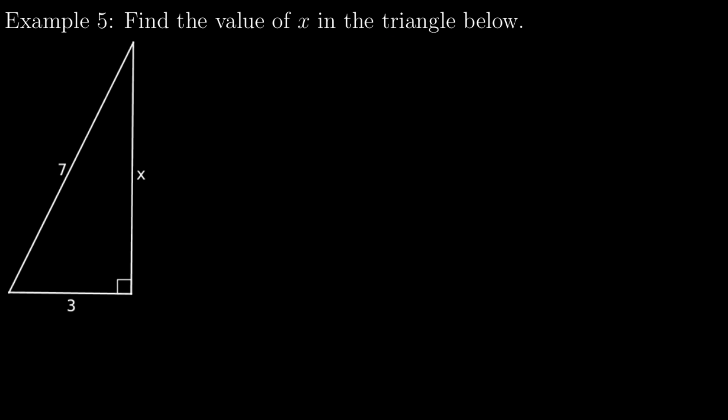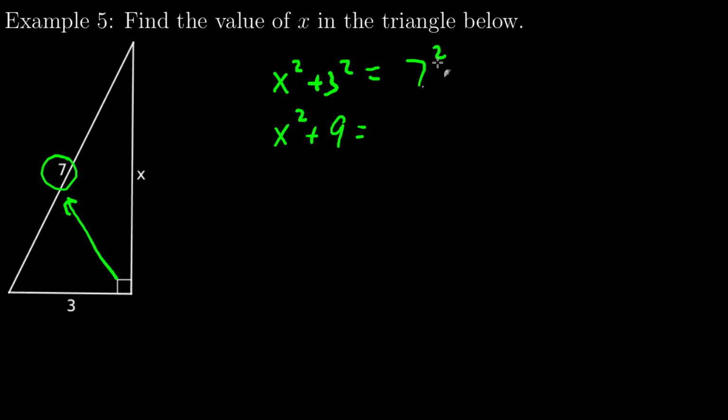Next problem. So find the value of x in the triangle below. First, identify c. So right angle, across the right angle is 7. So 7 is c. So 7 squared goes by itself. On the left-hand side, we'll have x squared plus 3 squared, and we'll work this out. So I have x squared plus 3 squared is 9. 7 squared is 49. I will subtract 9 from both sides. And that leaves me with x squared equals 40.